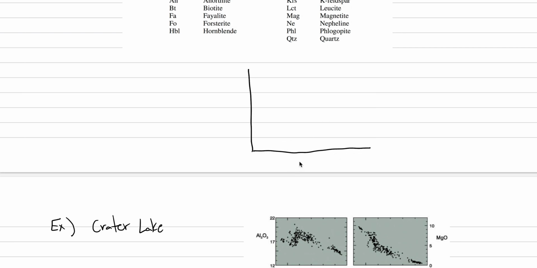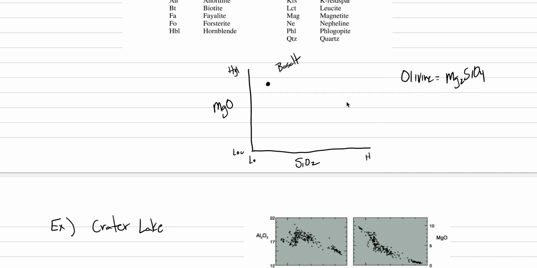Harker variation diagram, we'll do SiO2, and we'll go MgO. Our starting composition, it's high, and it's low, and it's low, and it's high. And our starting composition will be a basalt in this case. Okay, so it's high in magnesium and it's low in silica. That's our basalt magma.